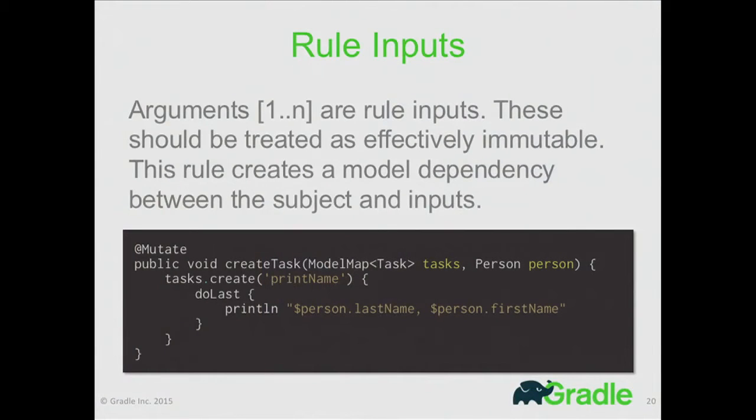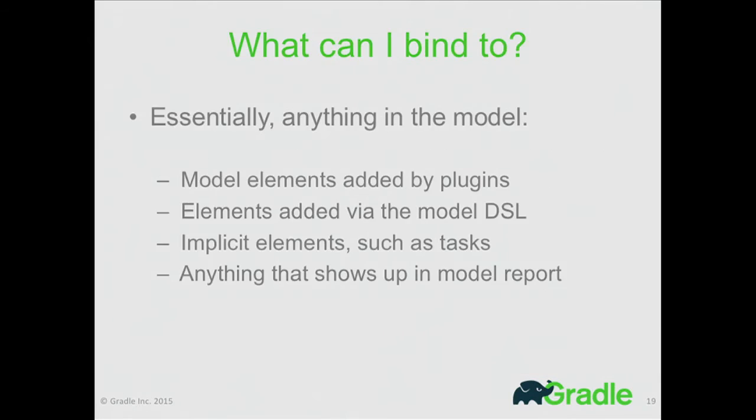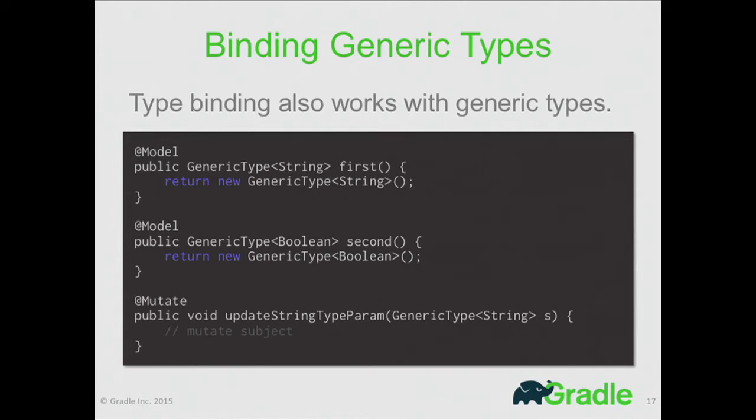All right. We talked about before that rules can have subjects, the things that they modify, and inputs. Inputs are optional. You don't have to have an input to a rule, but you can have any number of inputs. Basically arguments 1 through n of your method are going to be the model inputs. We say these should be treated as effectively immutable. When we talk about managed model elements, we actually enforce immutability, but for these, basically, these are non-managed.